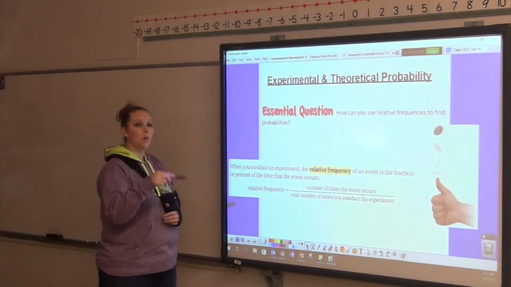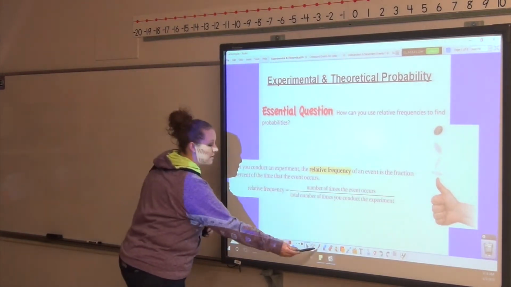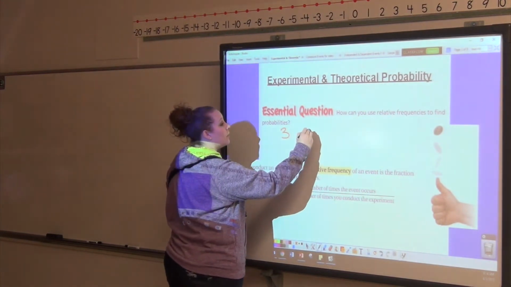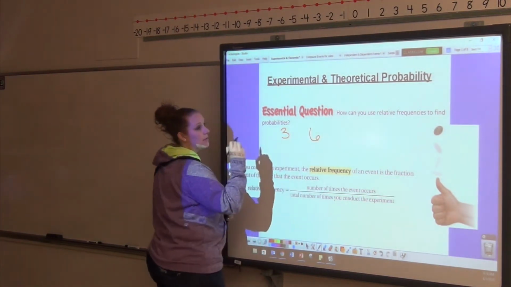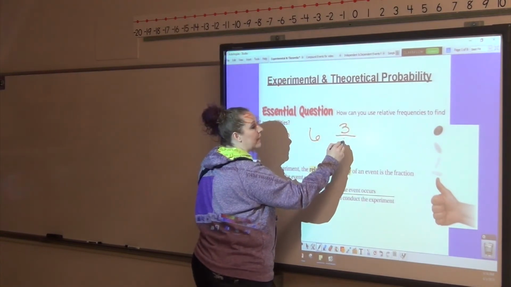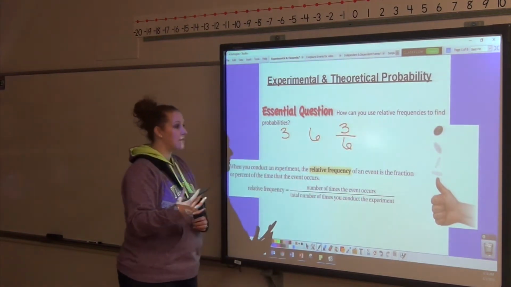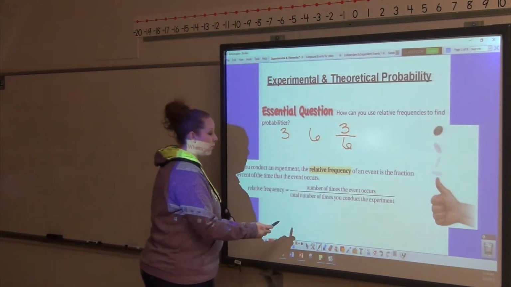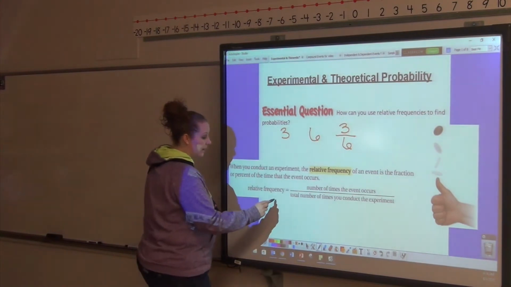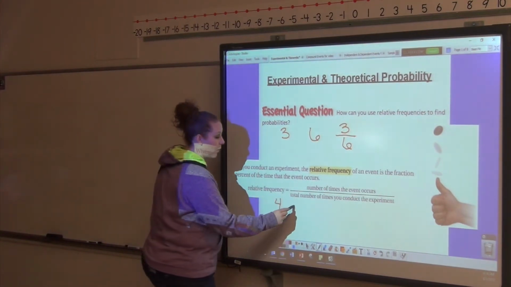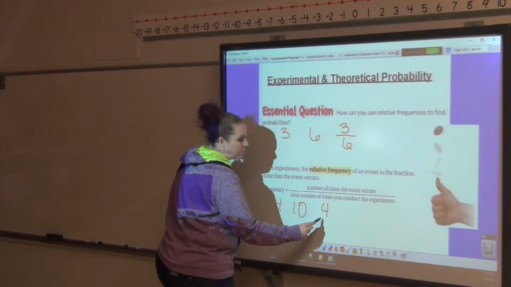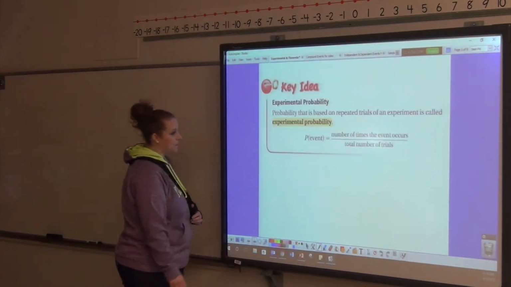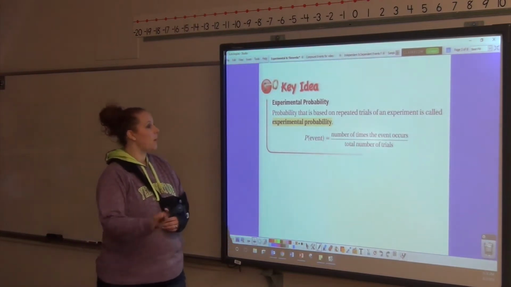When you're flipping a coin, if I get heads 3 times and I flip that coin 6 times, then it's 3 out of 6. If I'm looking for tails and I got tails 4 times, but I flipped that coin 10 times, then it is going to be 4 times out of 10. That's relative frequency.